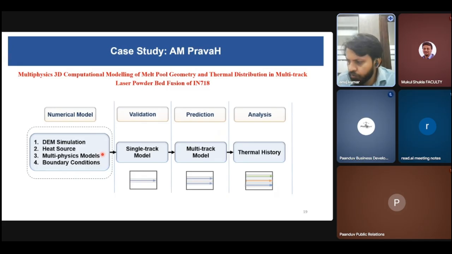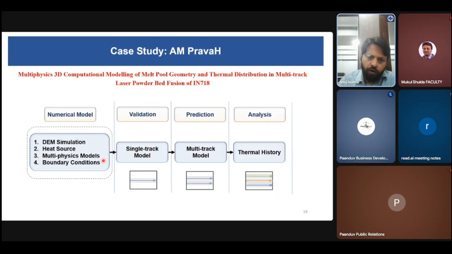Those who are not from the dedicated metal additive manufacturing area might find it a bit difficult to understand all these terms, but if you are interested in this domain, you can start with some basic research papers and get acquainted with these terms which I'm talking about. So the very important part is these multi-physics models enabled in the AM PravaH module.